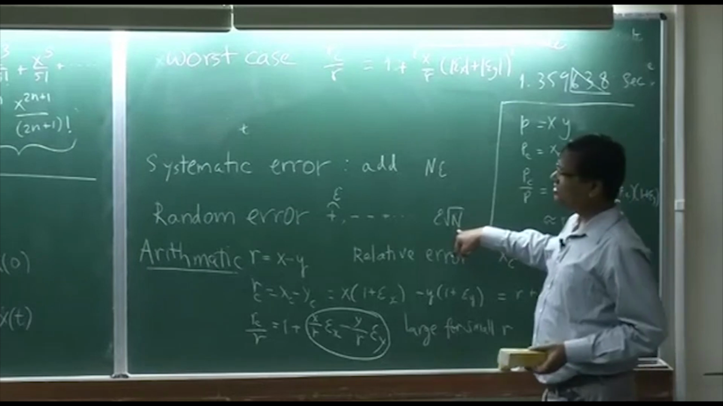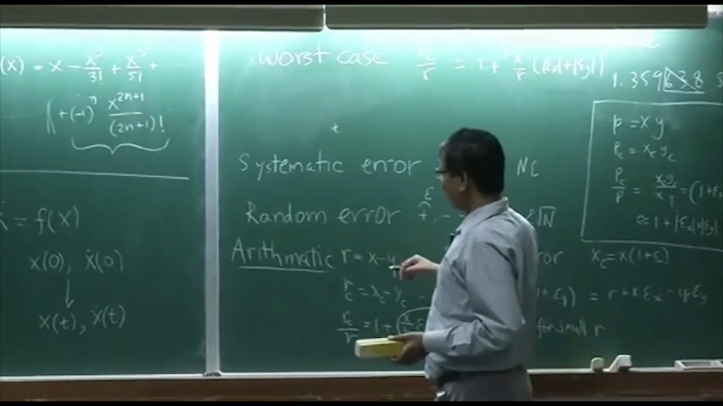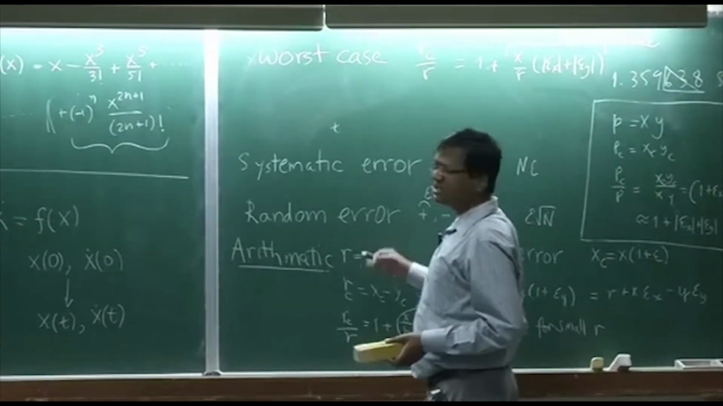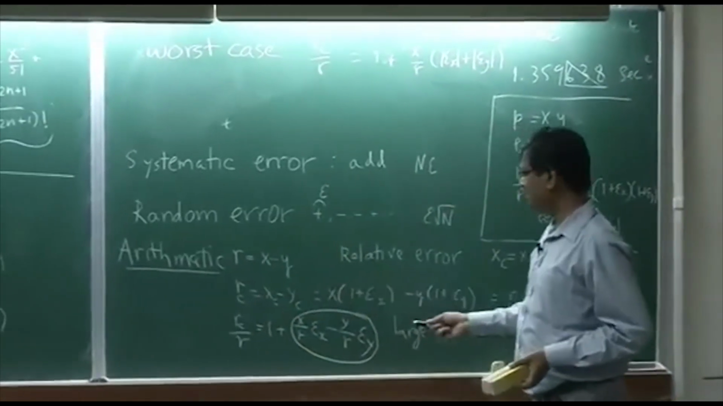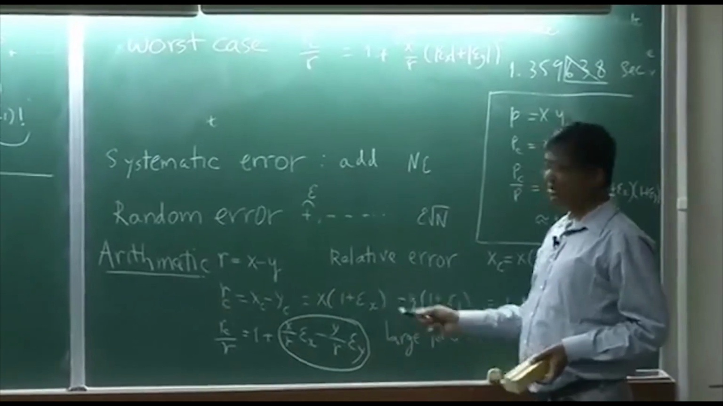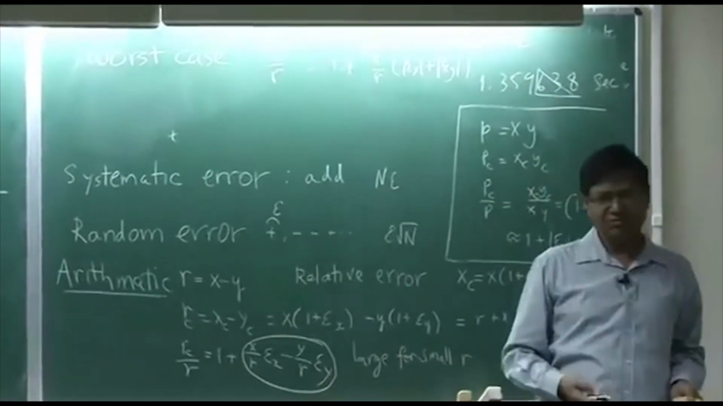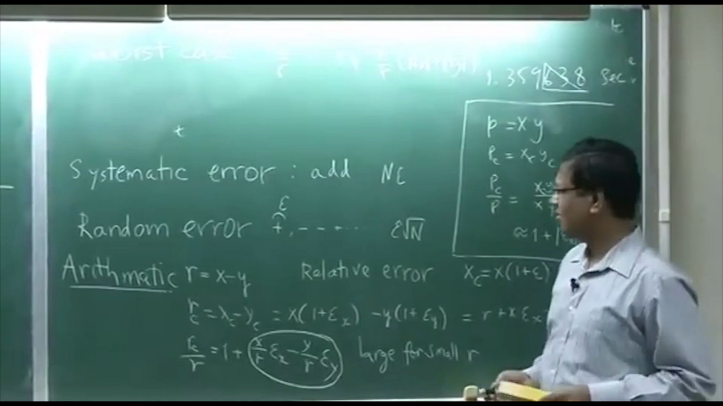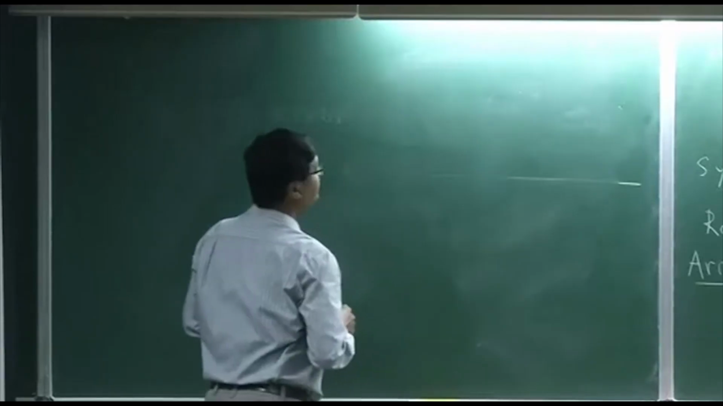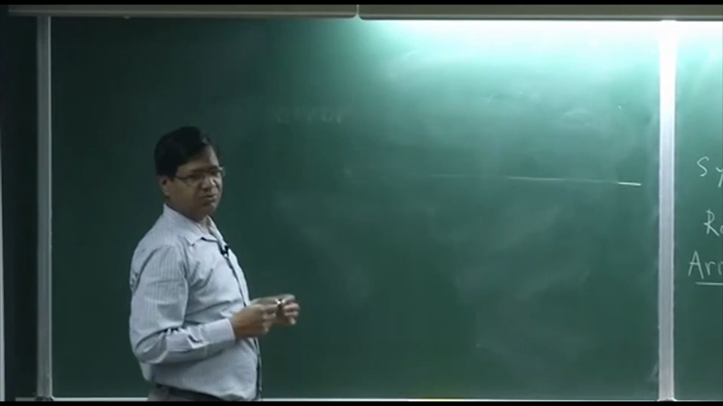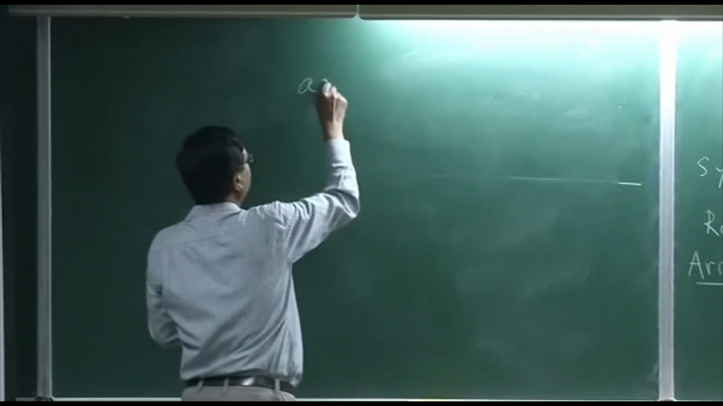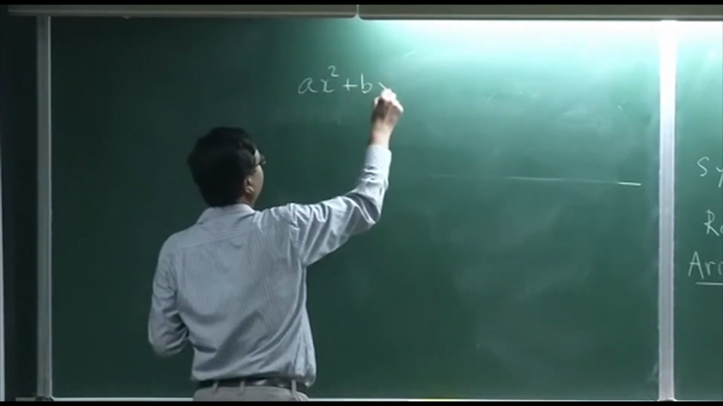Now one example of error which comes in is arithmetic. In arithmetic operations, in subtraction, we estimate the error and we find that it is most dangerous when the numbers are of the same order. Okay. So I am going to do an example, solving a quadratic equation, the roots of a quadratic equation. This equation is ax squared plus bx plus c is 0.